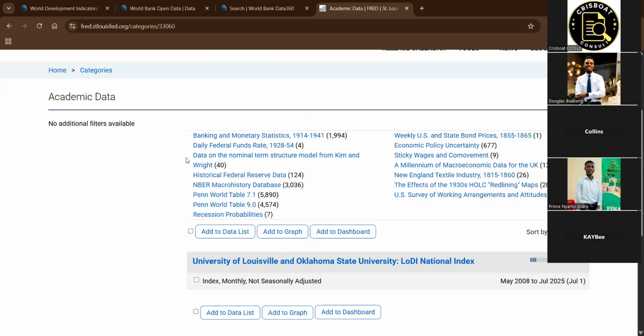So we have banking and monetary statistics. I've used this variable before, economic policy uncertainty. It's a very good data. Anyone can explore it. It's a very good indicator for economic stability or political stability. Uncertainty index. So let's try banking and monetary statistics.